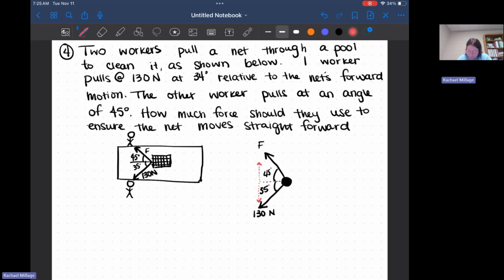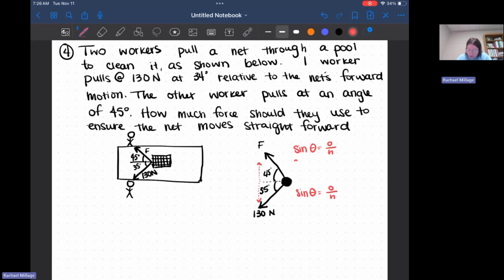And it's going to be this way. Looking at the triangles here and looking at where my angles are at, I know that this is going to be opposite. So I'm going to have sine theta equals opposite over hypotenuse.